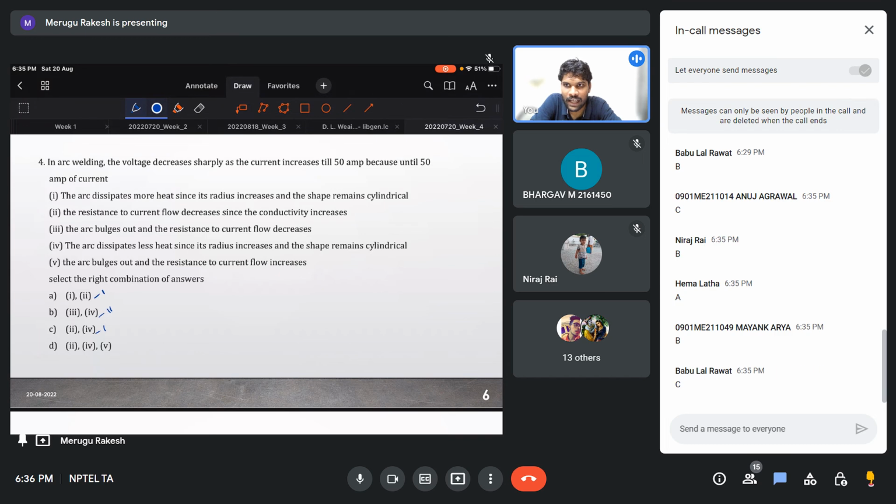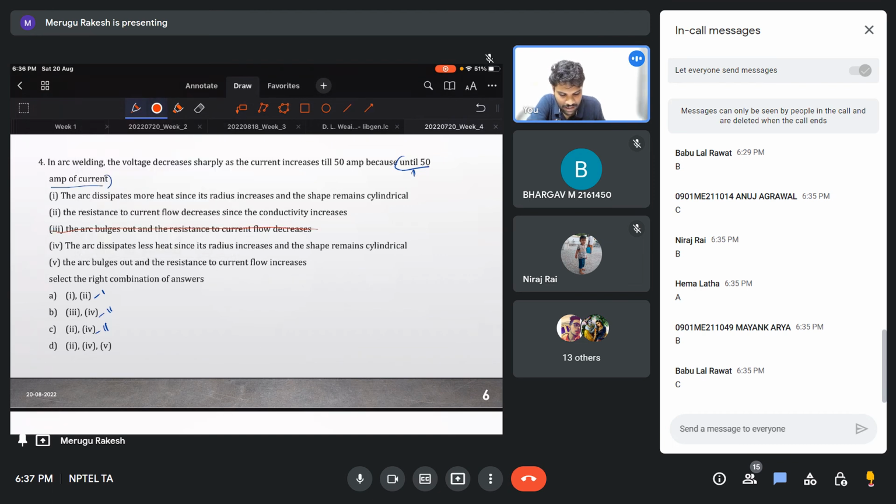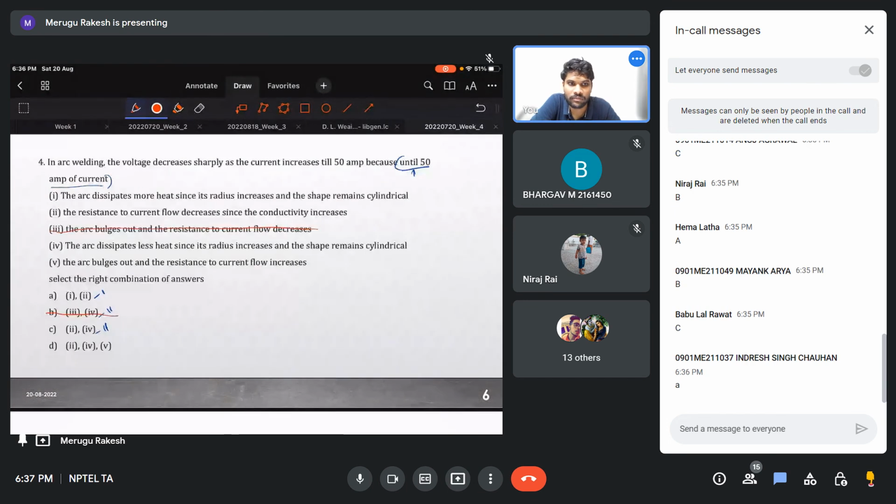If you read the last statement in the question, there is one more thing: until 50 amps of current. All the options are related to what is happening before 50 amps. By looking at the statements, the arc bulges out happens only after 50 amps. So I can right away strike off statement 3. That removes option B. There is one more option. Those who answered B, you can reconsider now.